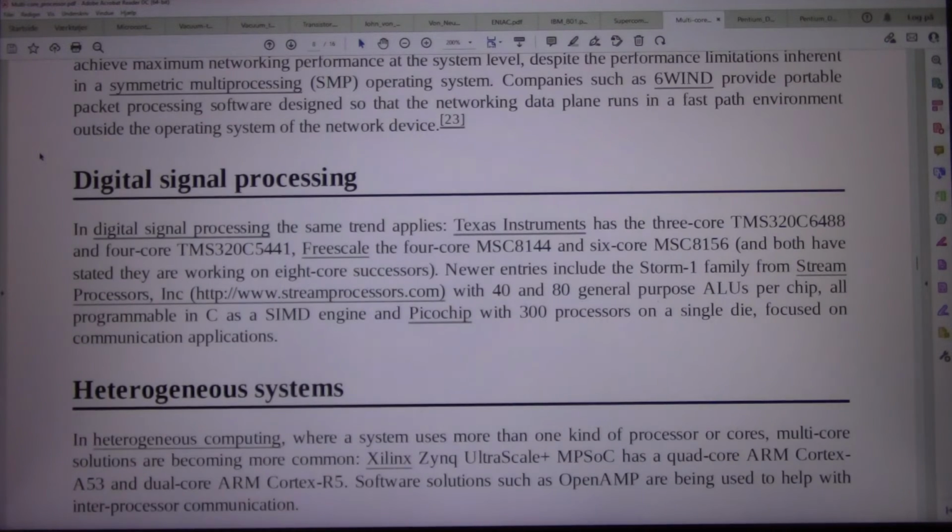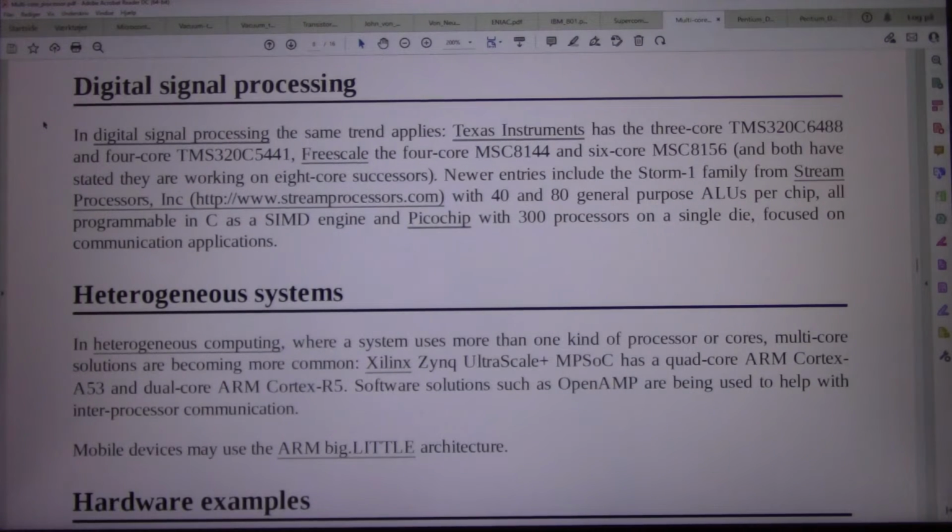Digital signal processing. In digital signal processing the same trend applies. Texas Instruments has the 3-core TMS320C6488 and 4-core TMS320C5441. Freescale the 4-core MSC8144 and 6-core MSC8156, and both have stated they are working on 8-core successors. Newer entries include the Storm-1 family from Stream Processors, Inc. with 40 and 80 general-purpose ALUs per chip, all programmable in C as a SIMD engine, and Picochip with 300 processors on a single die, focused on communication applications.